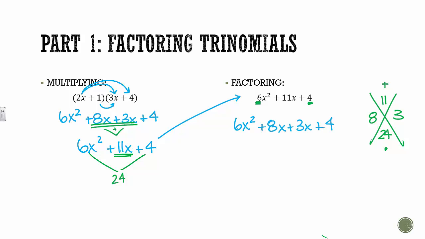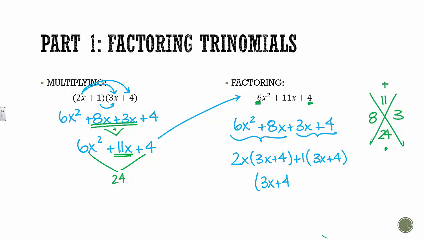And then we can factor by grouping. So these guys together, I can pull out a 2x. And these guys here don't have anything in common, which means I can pull out a 1. And I'm left with 3x plus 4. So then I pull out a 3x plus 4, and 2x plus 1 is left over. And that's what we started with over here.